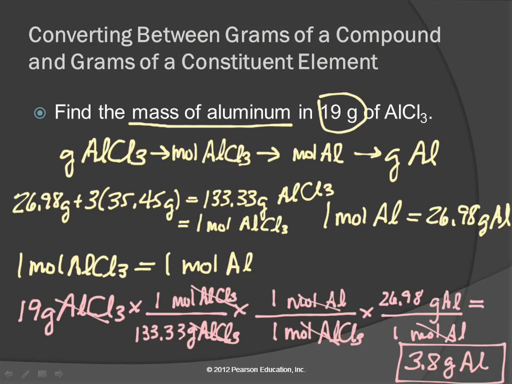Is that a reasonable answer? I have 19 grams of the compound, and there are 3.8 grams of aluminum in the compound. What if I had come up with 38 grams of aluminum? Would that be possible? No. That's like saying there are 25 boys in a kindergarten class that only has 12 students, right?